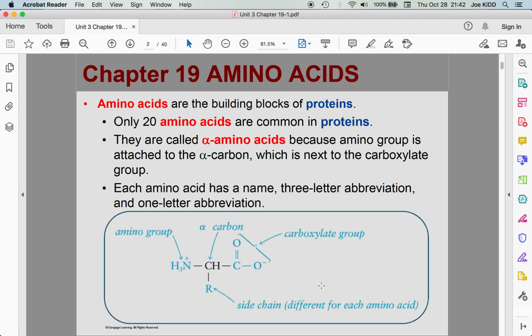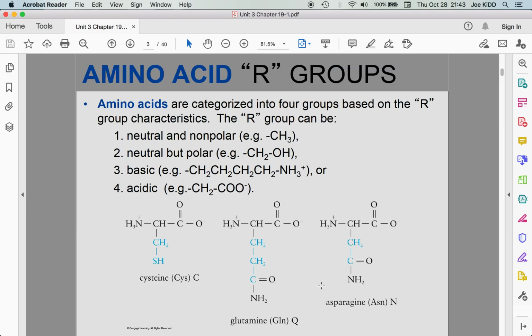There are three different ways to name amino acids. One, its full name. There's also a three-letter abbreviation, which is utilized when we're talking about codons, and there's a one-letter abbreviation as well. So we're going to go through the different R groups. Each amino acid has the same backbone, and the only thing that changes is this R group on the alpha carbon. So we're going to go group by group to talk about the different amino acids and their characterization. First we have neutral, nonpolar.